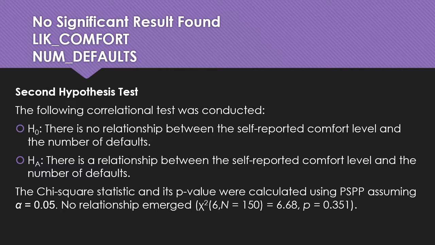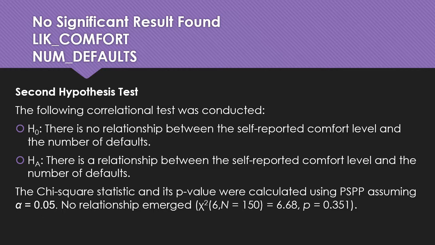No significant result found. Finally, we see the last no significant result found. The following correlational test was conducted. The null hypothesis: there is no relationship between the self-reported comfort level and the number of defaults. The alternative hypothesis: there is a relationship between the self-reported comfort level and the number of defaults.